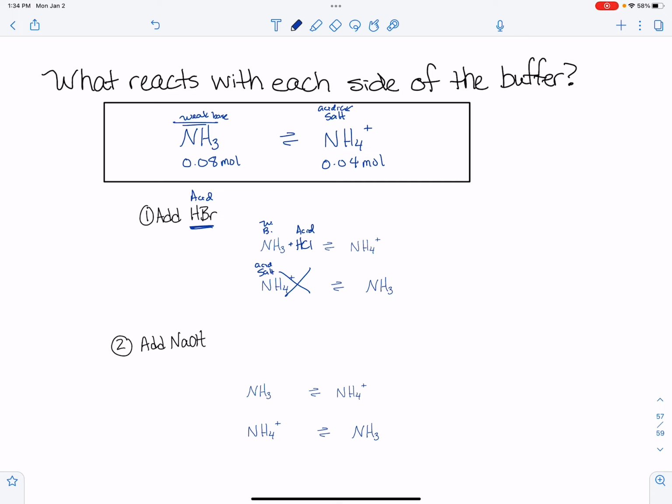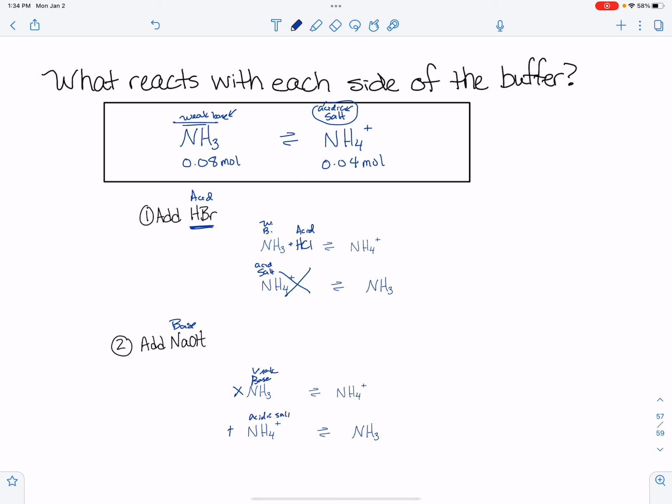Now over here, if we're going to add NaOH, this is a base. So in contrast, that base has no interest in reacting with another base. Like they don't have any reason to want to do business. But it is very interested in the acidic salt. And so it's not going to want to do this reaction here with the NH3 because that's a base. It's a weak base, but it's still a base. The one it's going to want to react with is the acidic salt.